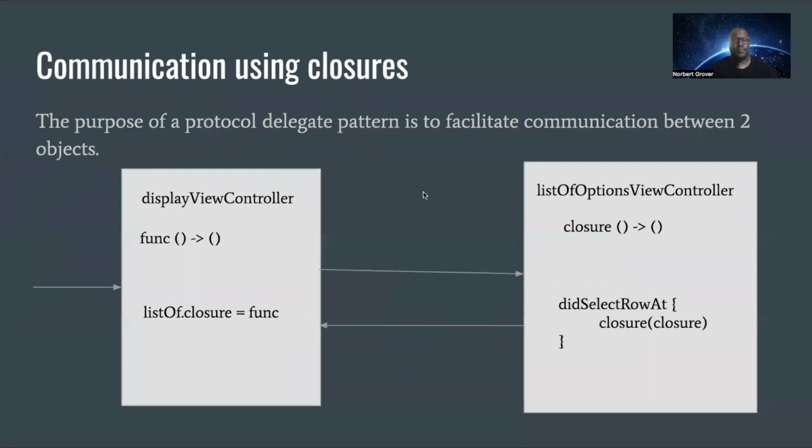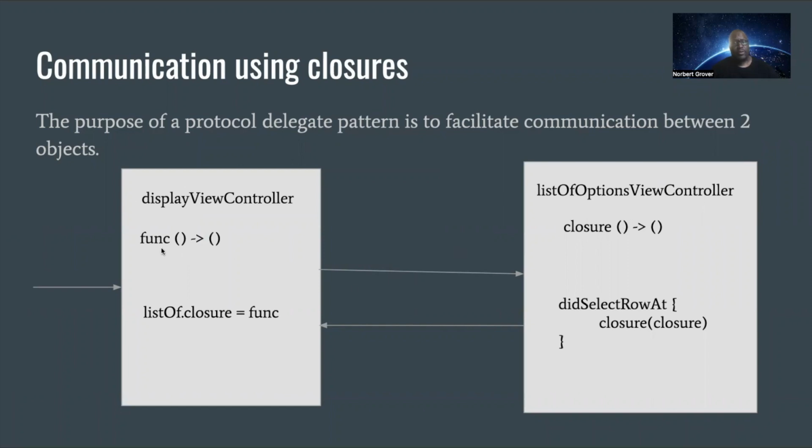Okay. So now we're going to talk about communication between objects using closures. And we're going to use the same controllers that we did last time, but we're going to change out the functionality. We're going to use closures instead of the protocol delegate pattern. So for example, this display view controller, and here's the list options view controller.